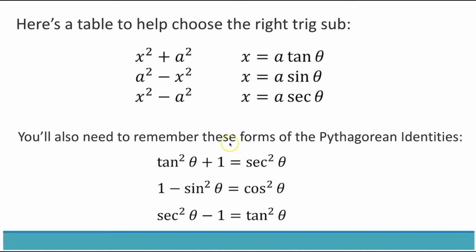You'll also need to remember these forms of Pythagorean identities. Tangent squared theta plus 1 equals secant squared theta. We'll use that with the first one. 1 minus sine squared theta is equal to cosine squared theta. This version will help us with the second one. And secant squared theta minus 1 is equal to tangent squared theta, which will help us with the third one.